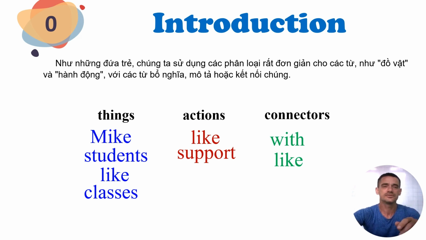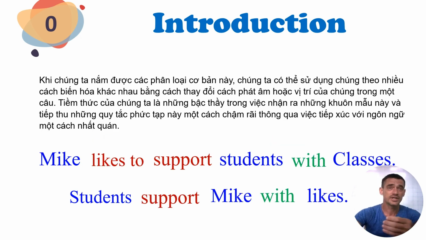As children, we use very simple categories for words: things, actions, and some words that describe them or connect other words. Once we have the basic categories, we learn that words often fit into multiple categories and that there are rules for using words differently. That by changing their pronunciation or position in a sentence, for example, we can change their meaning. Our subconscious minds are masters at recognizing these patterns and absorbing the complex rules, but it takes a long time and consistent exposure to the language.